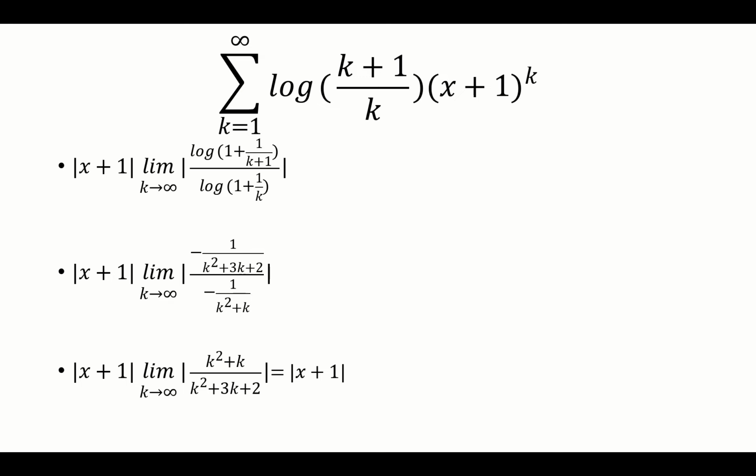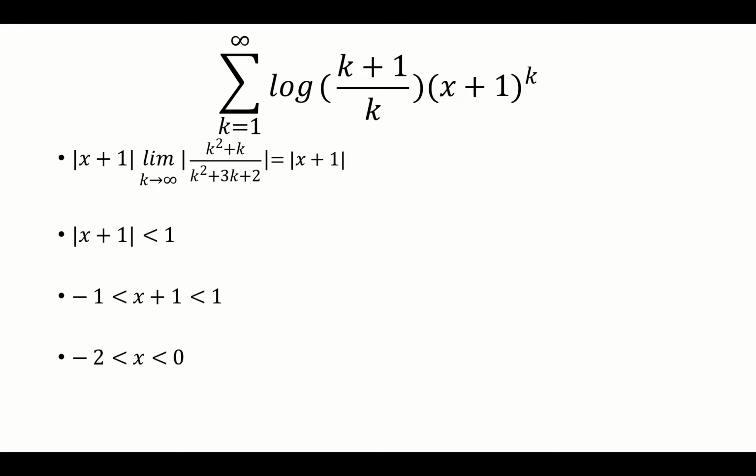As k is approaching infinity, we look only at the dominant terms top and bottom, which are the k squares. Those are going to cancel. That's going to approach 1. And so we have the absolute value of x plus 1 times 1, which is equal to the absolute value of x plus 1. For the ratio test, we want the limit to be less than 1 in order for it to converge. So now we just solve for x. That means x plus 1 has to be between negative 1 and 1. Subtracting 1 from both sides, we get x is between negative 2 and 0.